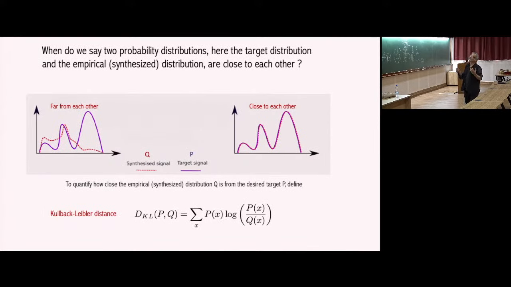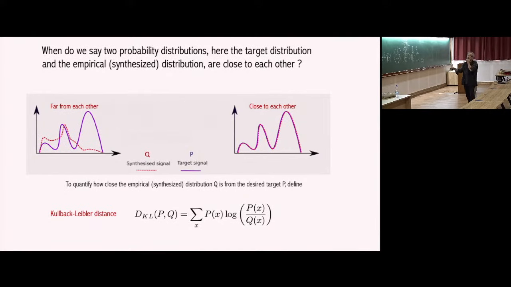Now when do we say that two probability distributions, here the target distribution and the empirical or synthesized distribution, are close to each other? Drawn here in the dashed red line is the synthesized distribution by the cell. Drawn here in purple is the target distribution that the cell wants to achieve. The complexity is defined by the number of ups and downs that it undergoes. So you would say intuitively that these two distributions are far from each other. And similarly here, you would say that these two distributions are very close to each other.